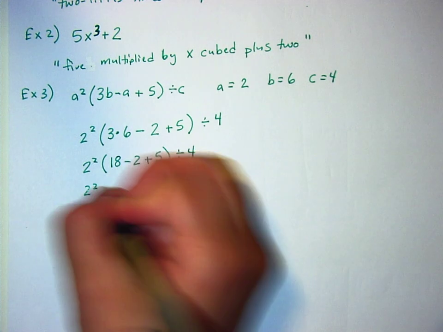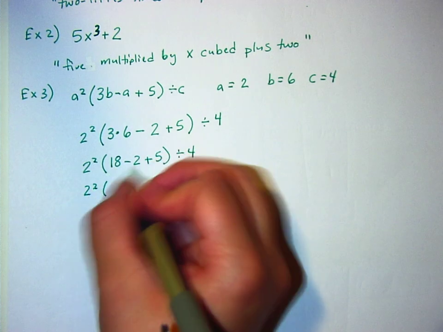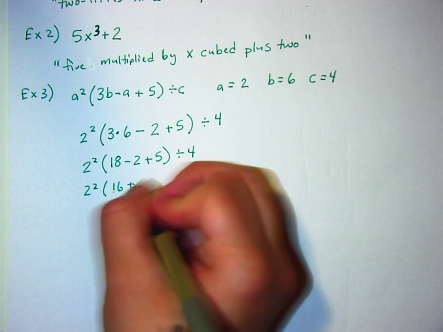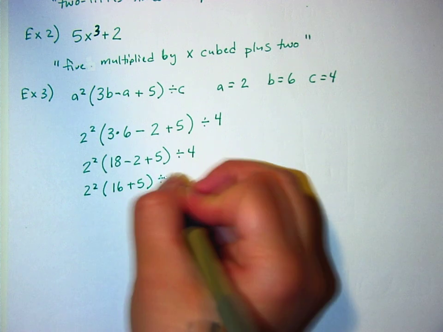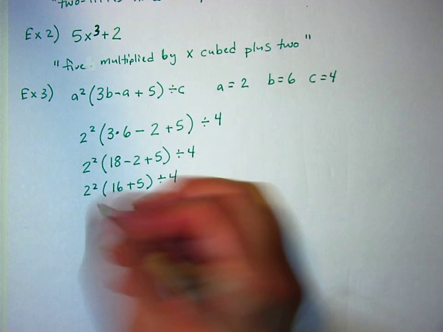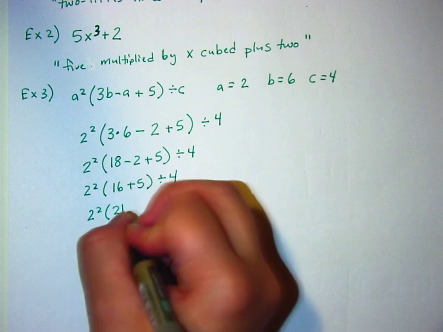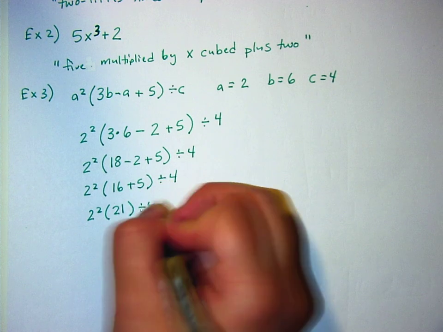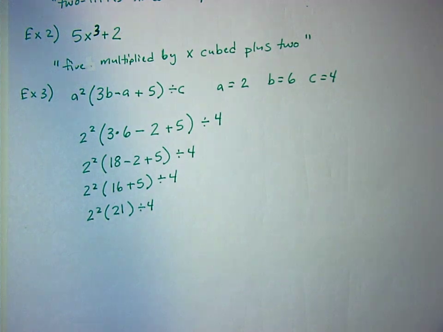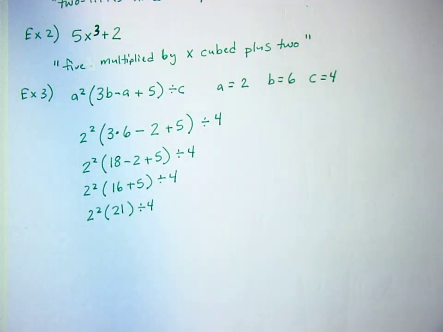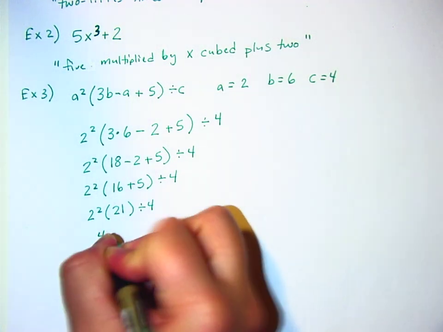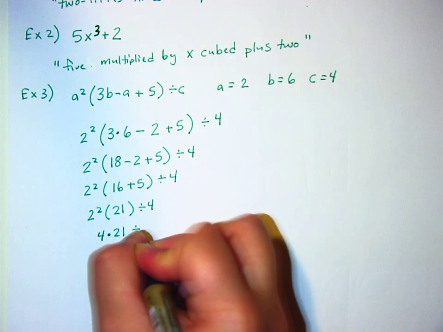So that's 2 squared times 18 minus 2 is 16 plus 5 divided by 4. I'm going to finish up those parentheses by adding 16 and 5. 2 squared times 21 divided by 4. All right, PEMDAS. Next thing I have to do is exponents. So 2 squared is 4. So this is now 4 times 21 divided by 4.